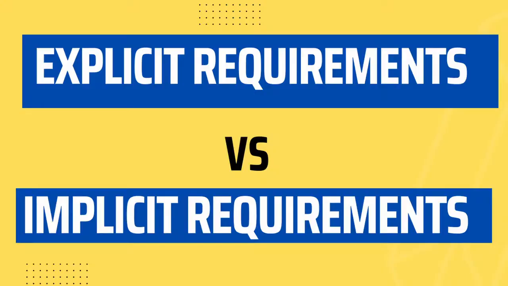Explicit requirements are explicitly stated requirements. When most people think about requirements, this is what they tend to be thinking of. Whereas implicit requirements are ones that haven't been explicitly stated. Often you need to infer them.